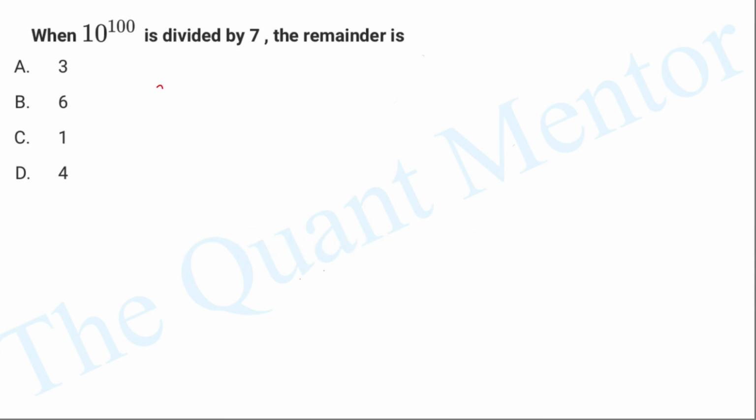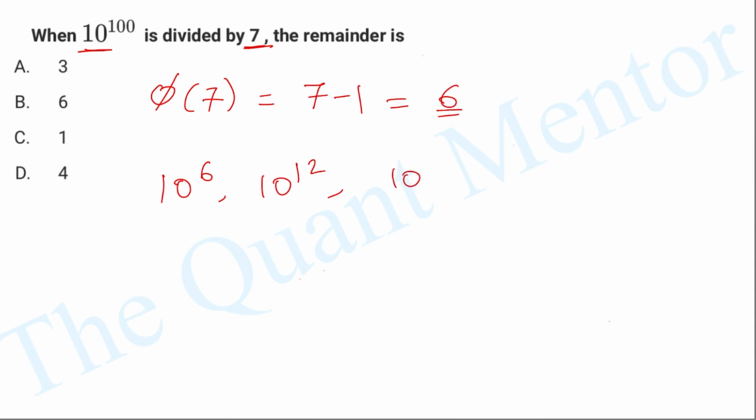Now, we start by finding out the Euler's number of 7. 7 being a prime number, the Euler's number is very simple to find. 7 minus 1 is equal to 6. Now, the Euler's theorem tells us that since 10 and the divisor 7 are co-prime, have nothing in common, whenever 10 is raised to a multiple of 6, the remainder with 7 will always be equal to 1. So 10 raised to 6 on dividing by 7 gives the remainder 1. 10 raised to 12 on dividing by 7 gives the remainder 1. 10 raised to 18 on dividing by 7 gives the remainder 1.